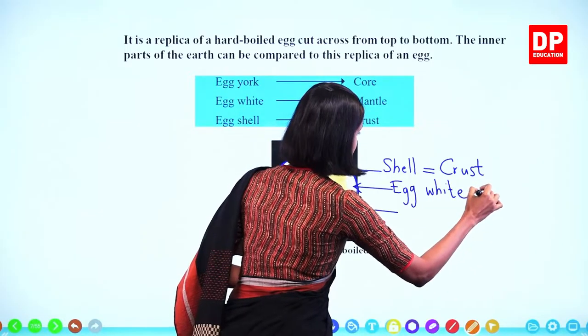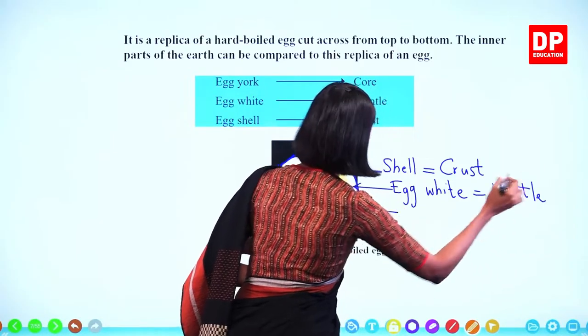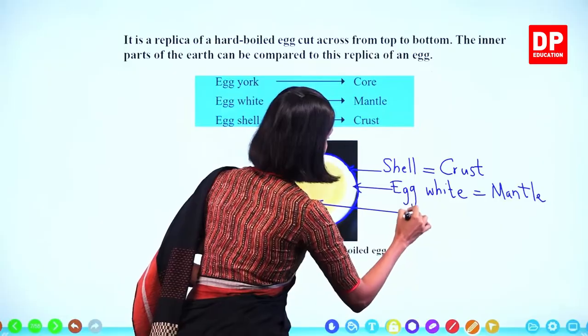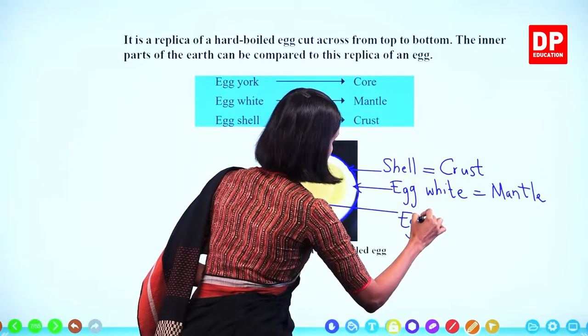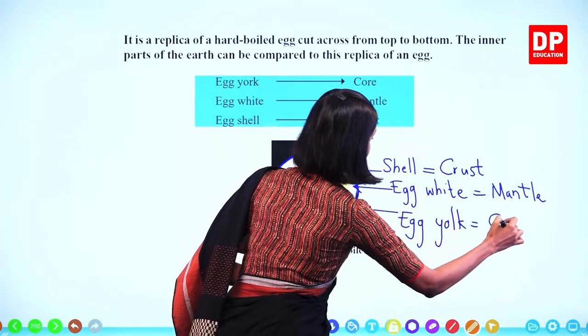Egg white can be considered as the mantle, and egg yolk can be considered as the core.